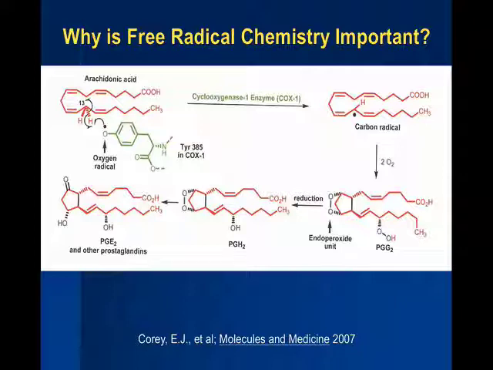This is a tyrosine radical that exists in the enzyme cyclooxygenase 1. Now, cyclooxygenase 1 has this tyrosine that can form a free radical, and it can abstract a hydrogen atom. Notice what kind of arrows are we using here?